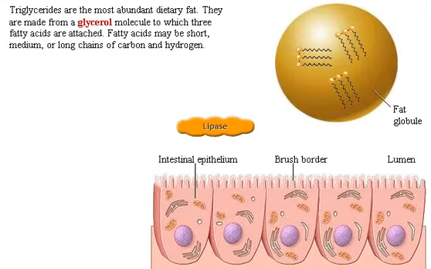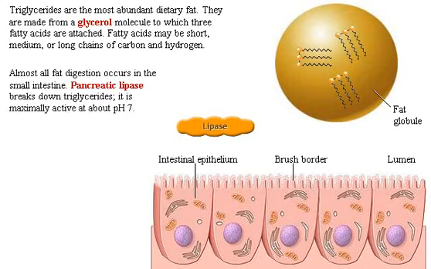Triglycerides are the most abundant dietary fat. They are made from a glycerol molecule to which 3 fatty acids are attached. Fatty acids may be short, medium, or long chains of carbon and hydrogen. Almost all fat digestion occurs in the small intestine. Pancreatic lipase breaks down triglycerides. It is maximally active at about pH 7.